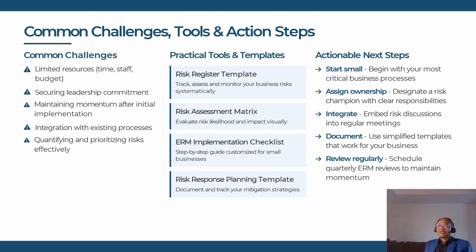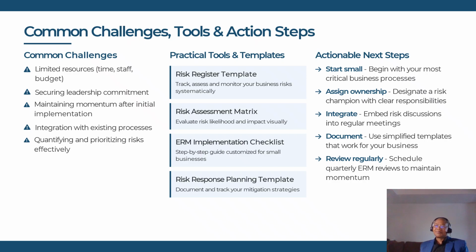Number two, securing leadership commitment. You must ensure that your risk management metrics evaluate the likelihood and impact visually so that you can communicate the result, you can make the result visible, as it were, to your leadership so that you can get their commitment and support. Action step or next step: assign ownership. Designate a risk champion with clear responsibilities.